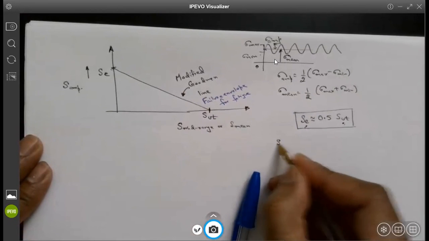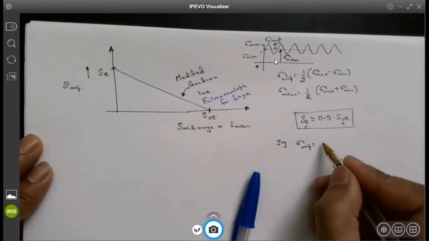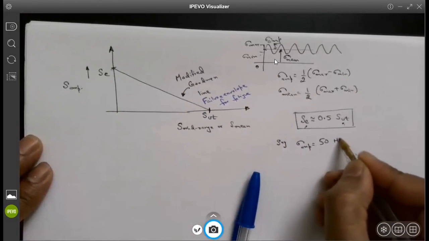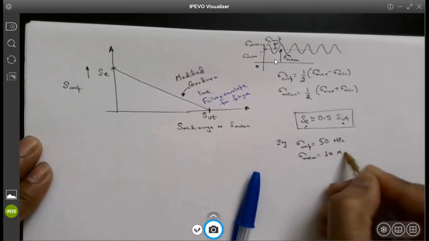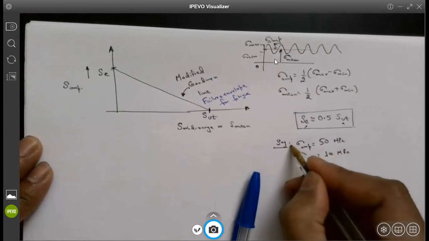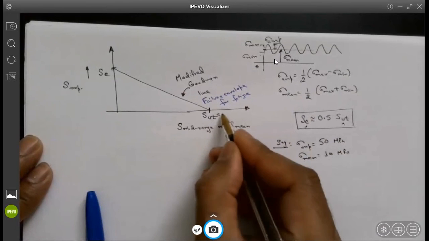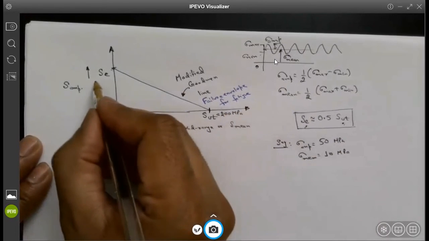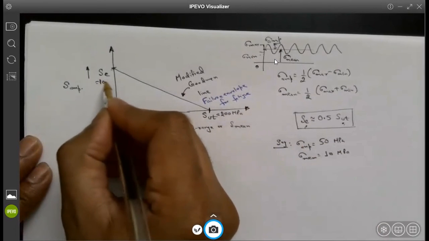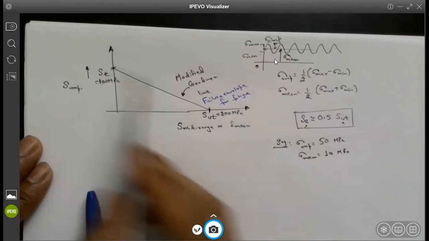Let's take an example. Say sigma amplitude is 50 megapascals and sigma mean is 10 megapascals. Let's say these are just numbers for a given loading scenario. And the ultimate tensile strength for a material is, let's say, 200 megapascals, and the endurance strength, approximately half, is 100 megapascals. Now these are the 2 points you have plotted.